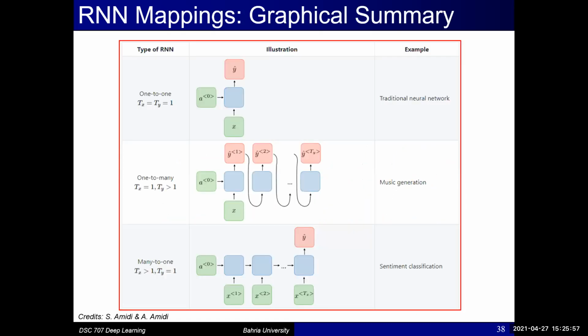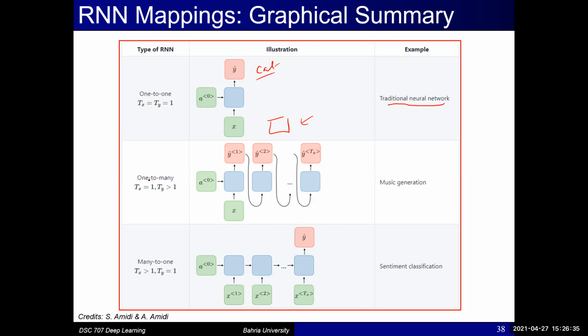Now let's sum up all of this discussion. This is a very good table, available in an online course. It sums up all the possible scenarios with one example application of each. If you talk of one-to-one, where input is a single value and output is a single value, we are talking about a traditional neural network. Input is an image and output is a label, which is cat. You don't have a sequence at the input or the output, so this is not an RNN. This is the conventional ANN or CNN, which can solve this problem.